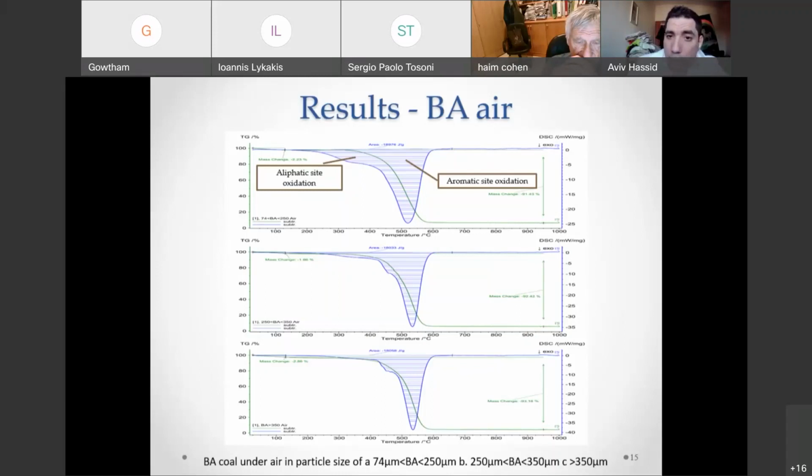Additionally, we can see in the green line, the green graph, the DSC, that we can determine the aliphatic site oxidation and aromatic site oxidation. In this case, we can see there is a much higher aromatic site oxidation, which correlates with what we said earlier about the bituminous coal having a higher aromatic content.